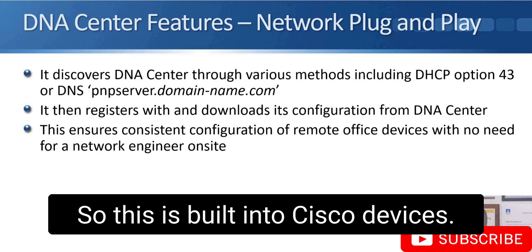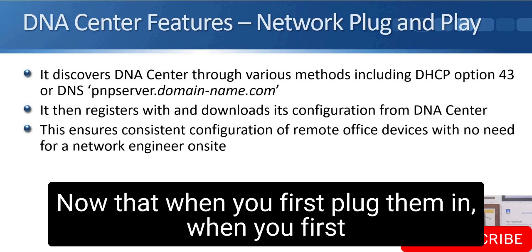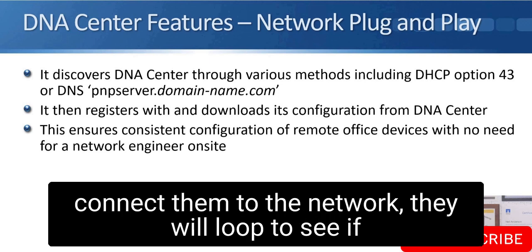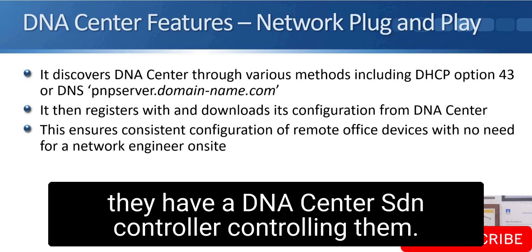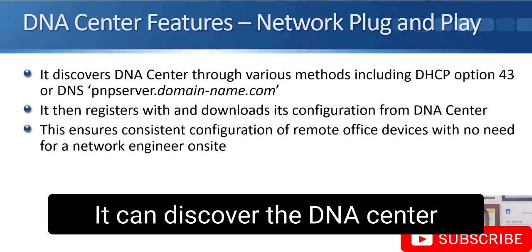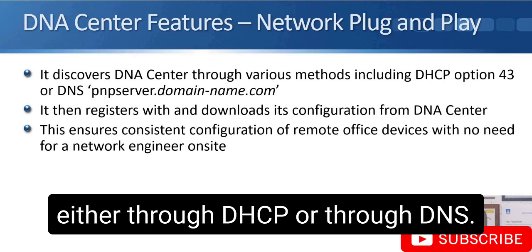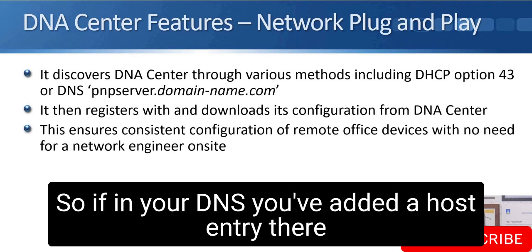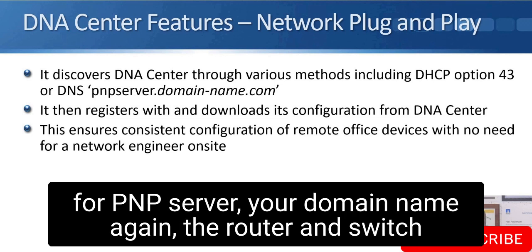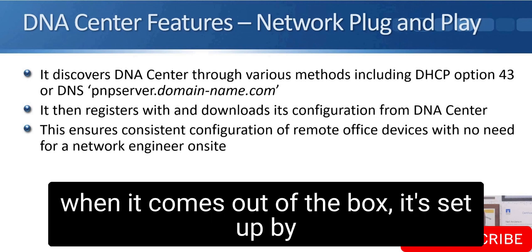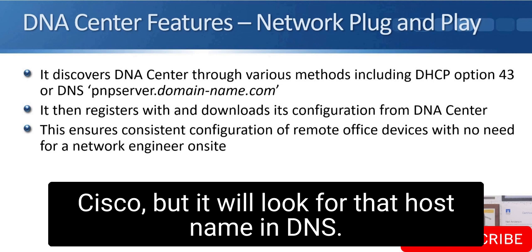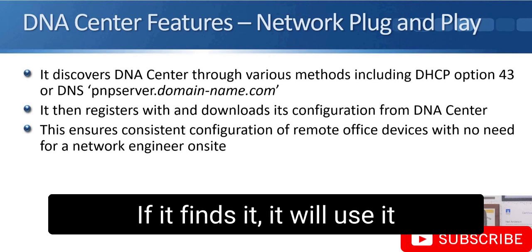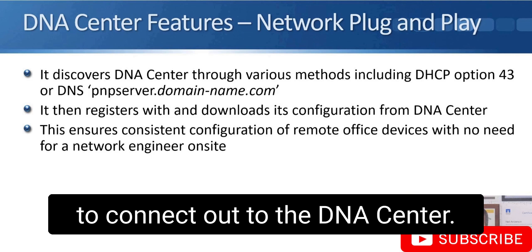So this is built into Cisco devices now, that when you first plug them in, when you first connect them to the network, they will look to see if they have a DNA Center SDN controller controlling them. It can discover the DNA Center either through DHCP or through DNS. So if in your DNS you've added a host entry there for PNP server dot your domain name, again, the router and switch, when it comes out of the box, it's set up by Cisco that it will look for that host name in DNS. If it finds it, it will use it to connect out to the DNA Center.